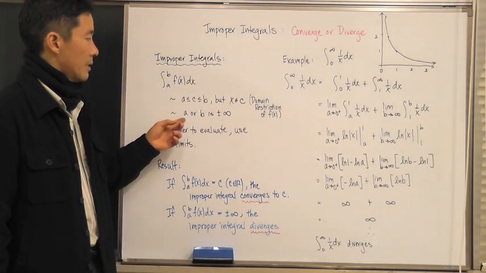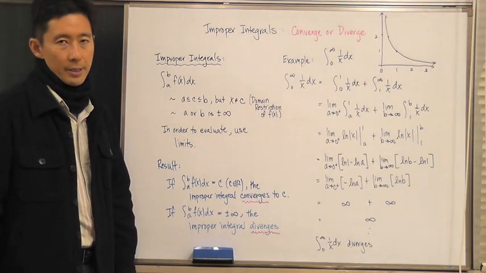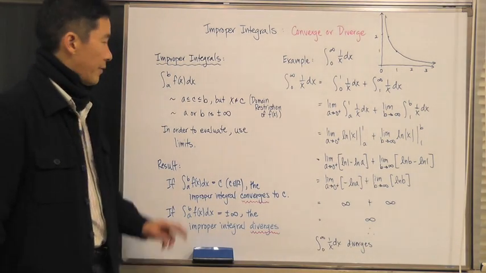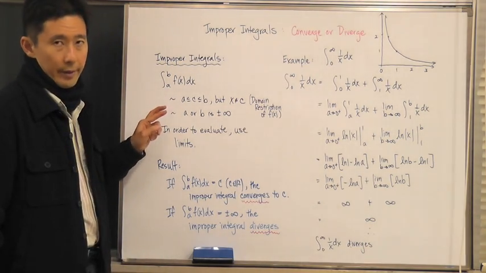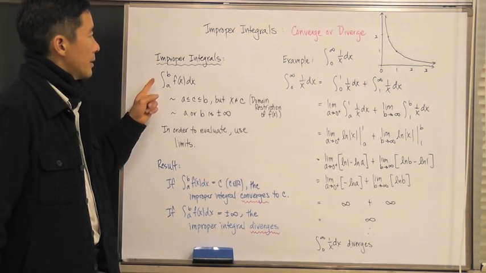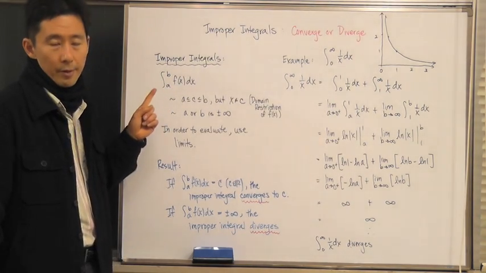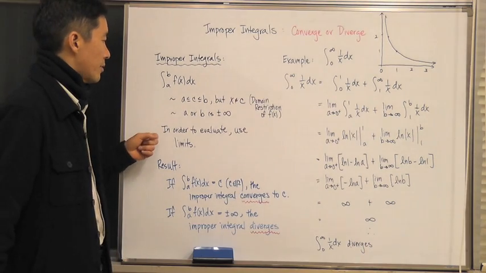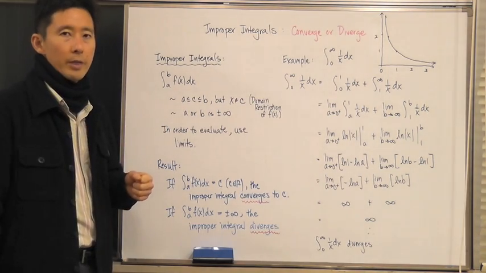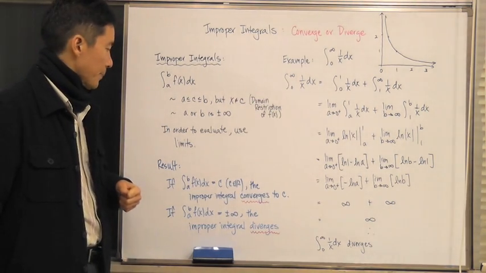The other situation is when your limits of integration are either positive or negative infinity. If you have either of those two, or a combination of them, then what we're going to say is that this definite integral is going to be improper, and we're going to have to use limits in order to evaluate what that definite integral is.